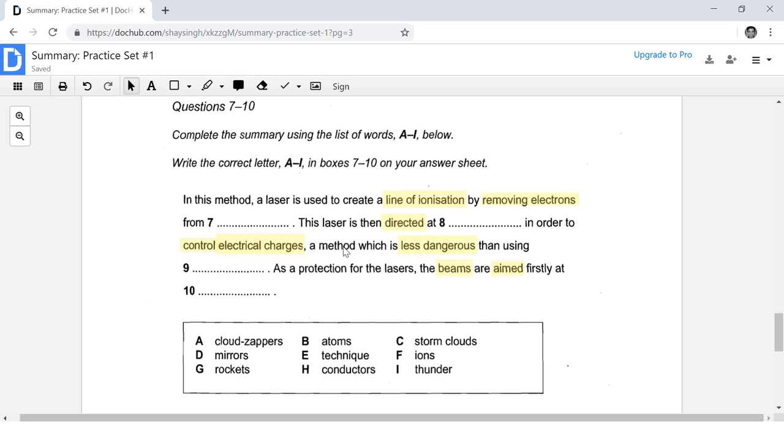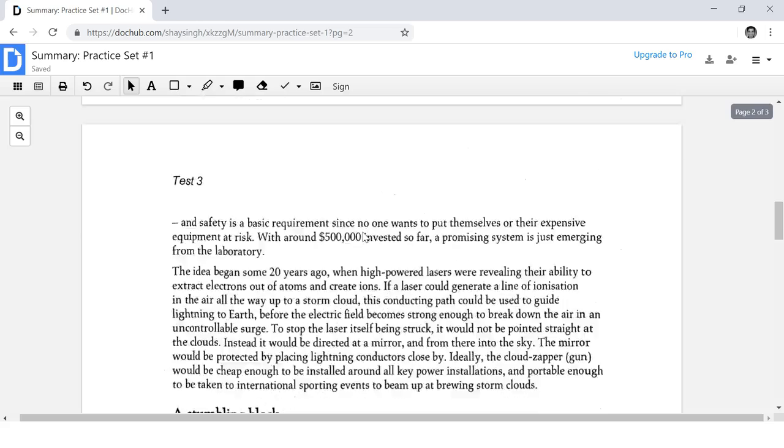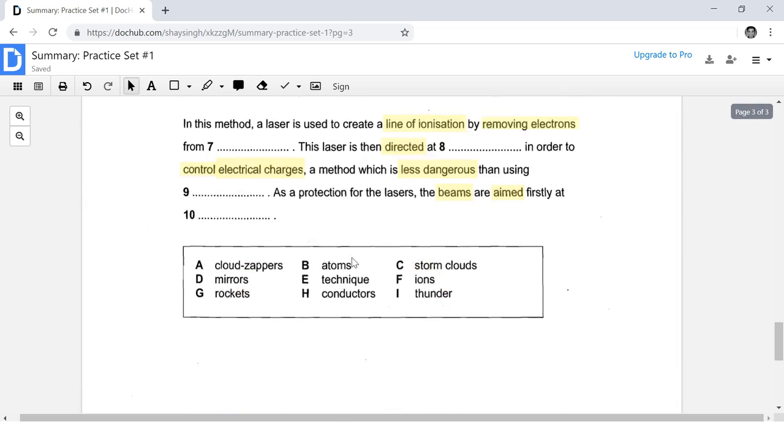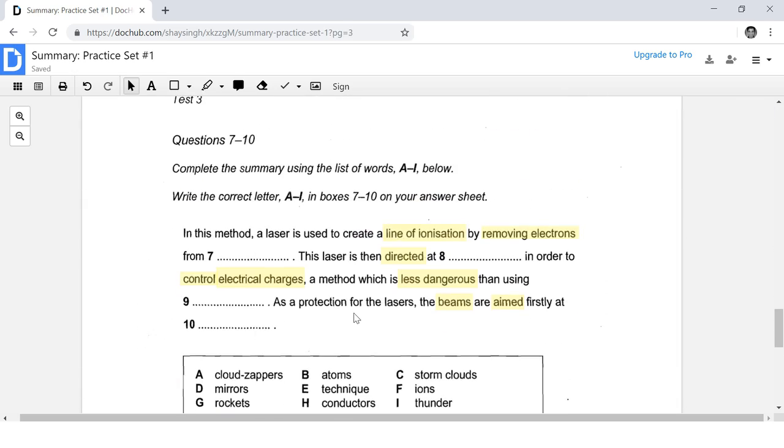Once you have answered all the different types of questions from reading passage number 1, then at the end of answering all the easy questions, you would come back to the summary questions. And then once you are done with that, at that point, you would move on to the next reading passage. Here we have reading passage number 1. So you would do the easy questions for reading passage number 1 first, and then you would do the difficult questions like the summary question.